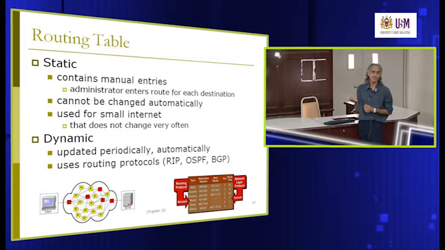The other type of routing table is dynamic. It means the routing table is not fixed. It is updated automatically, dynamically, and periodically. From time to time, it updates itself. To be able to do that, it must use some kind of protocols. So if a dynamic table automatically updates itself, then it will use one of these standard routing algorithms or routing protocols, by sharing information between one router and another router. That's what the protocols are.